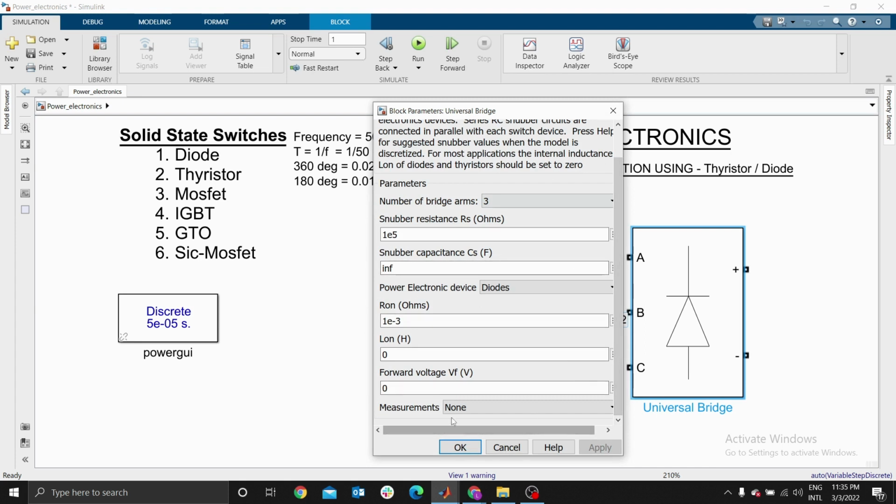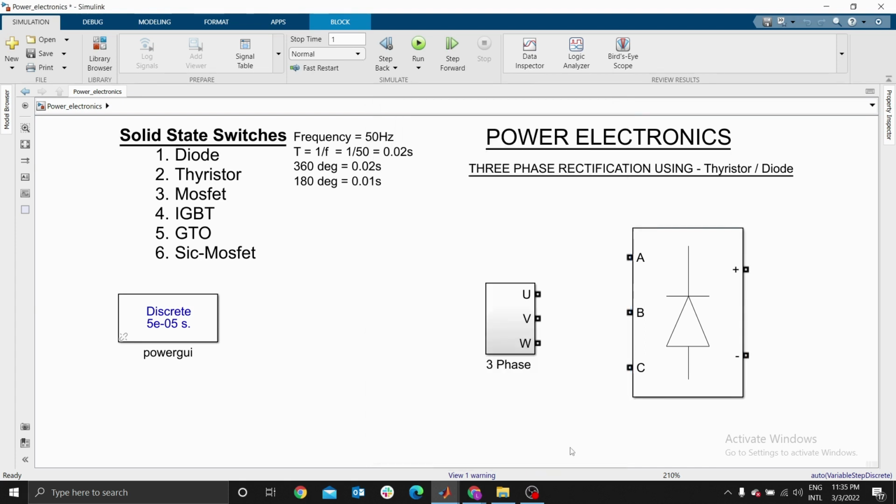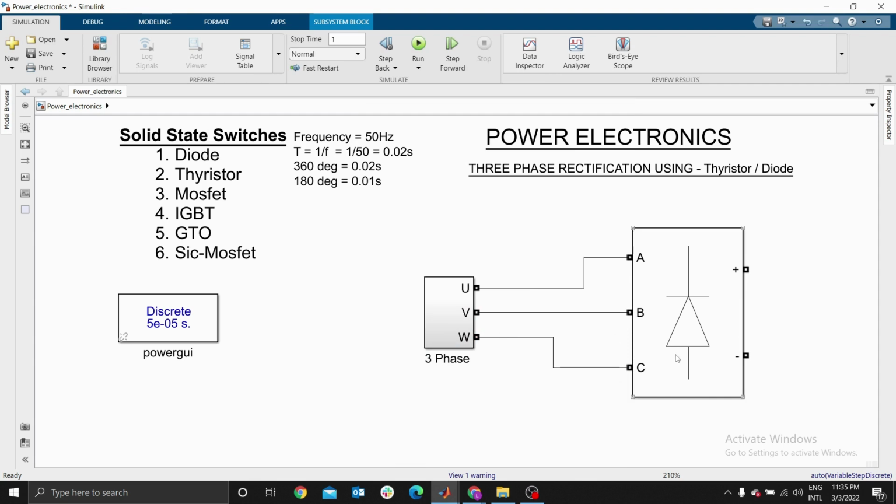This one doesn't have a measurement. Measurements are none, because you connect U to A, V to B, W to C. This one is a universal bridge that represents the circuit we modeled previously using diodes. Let me rename this one as diodes, diode bridge.